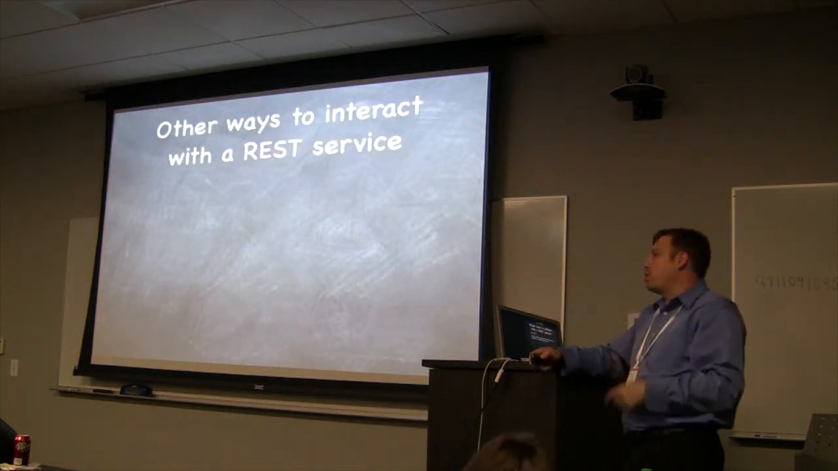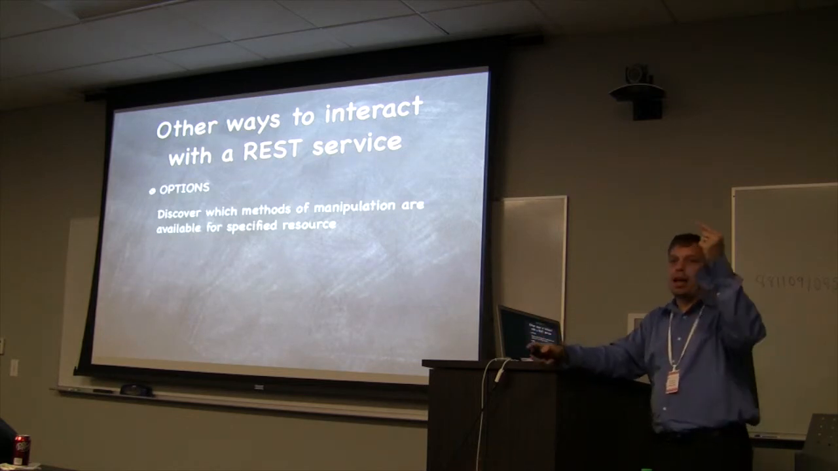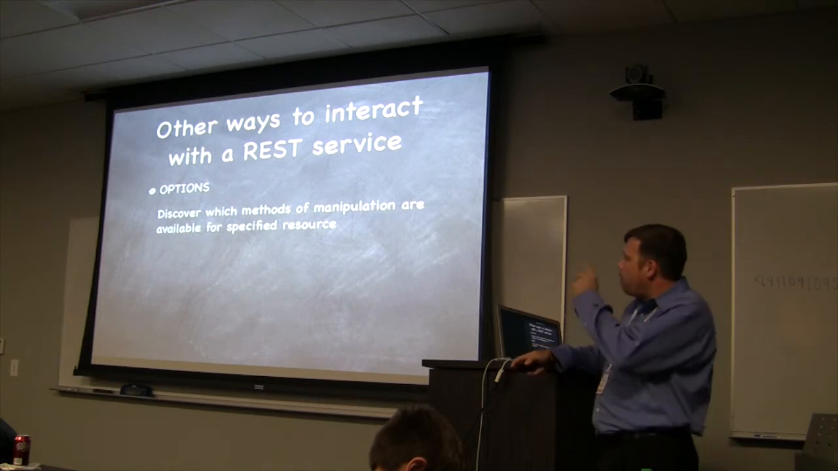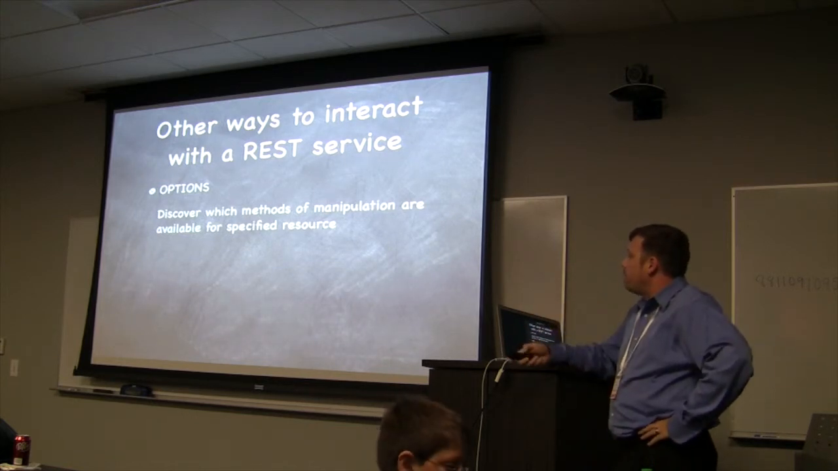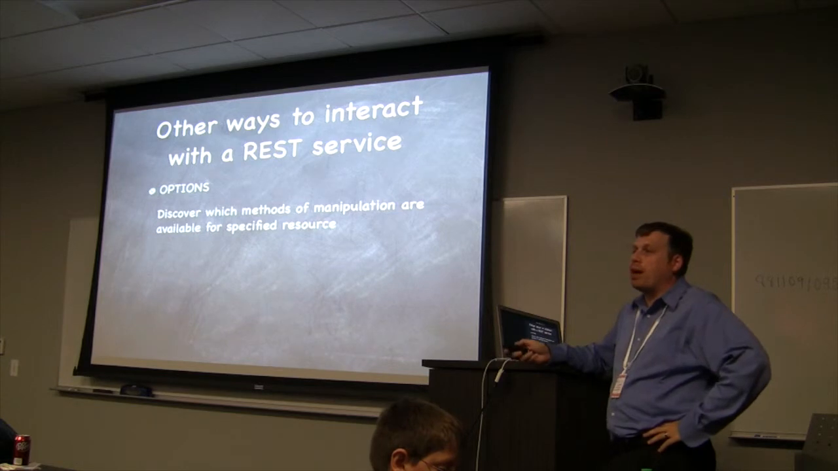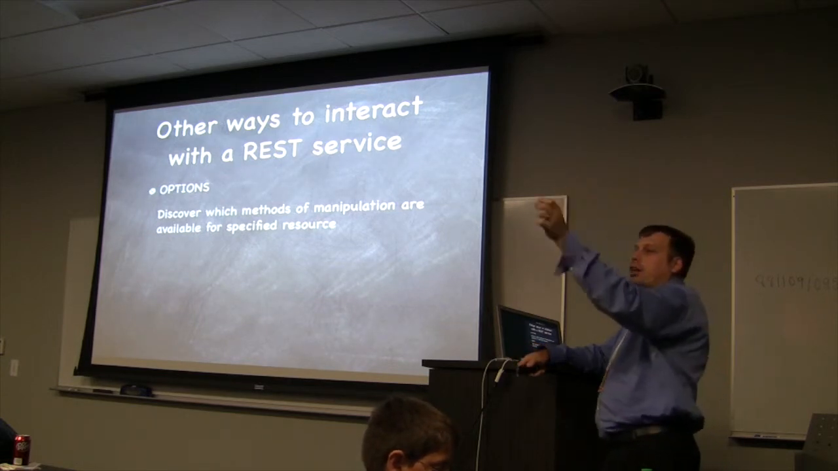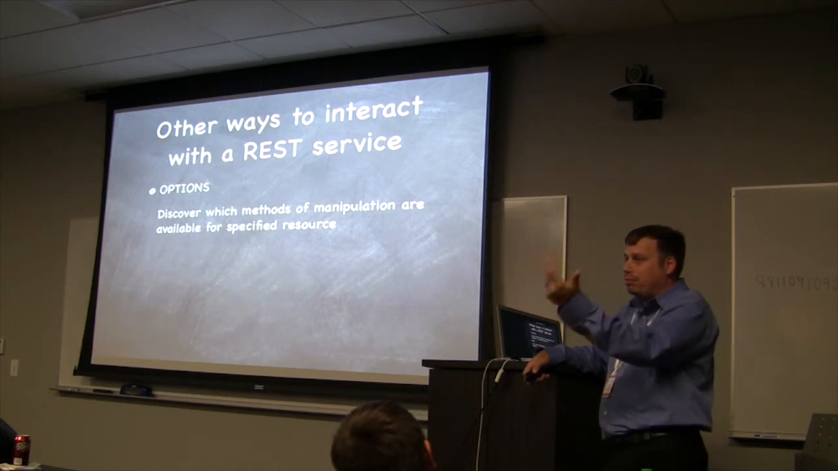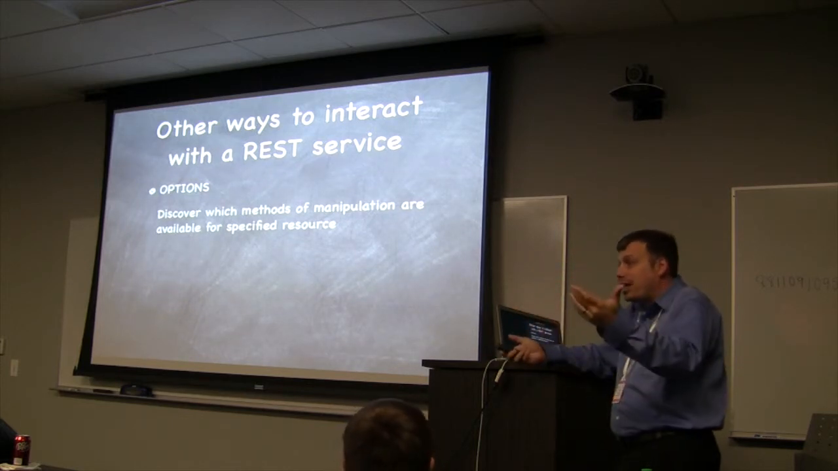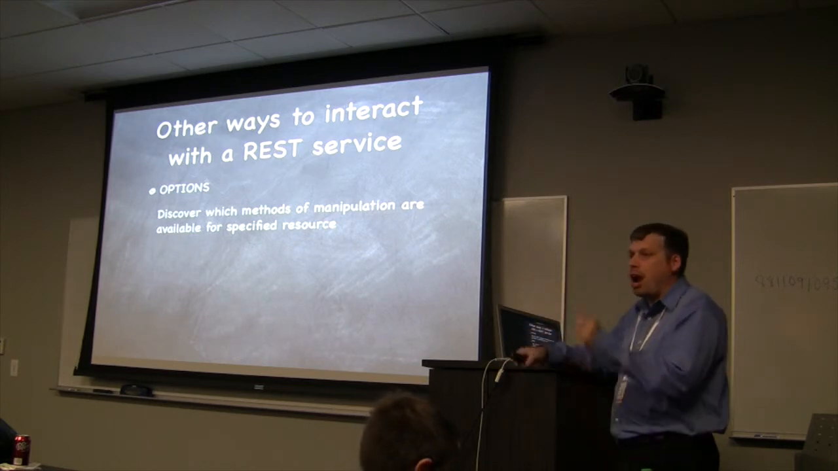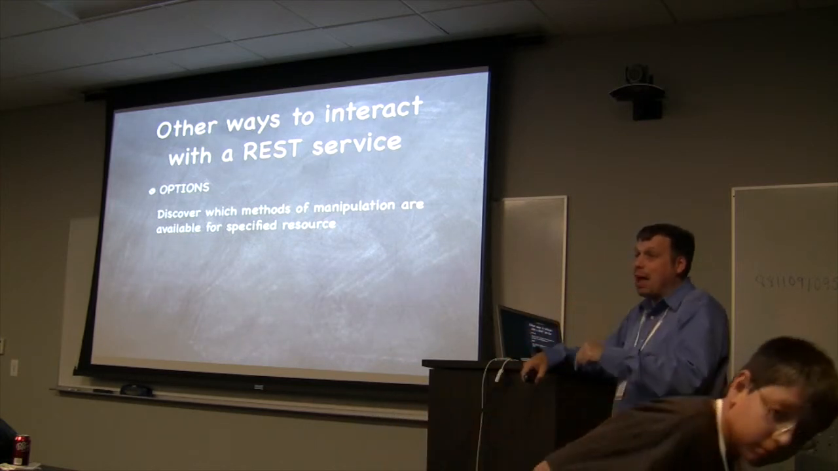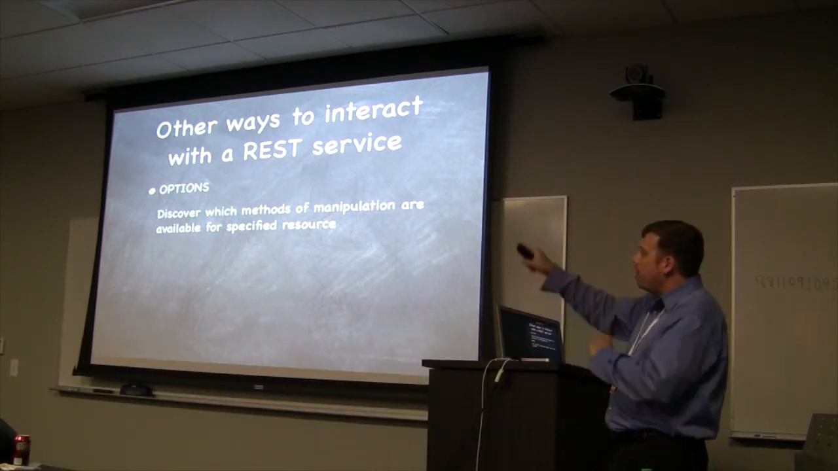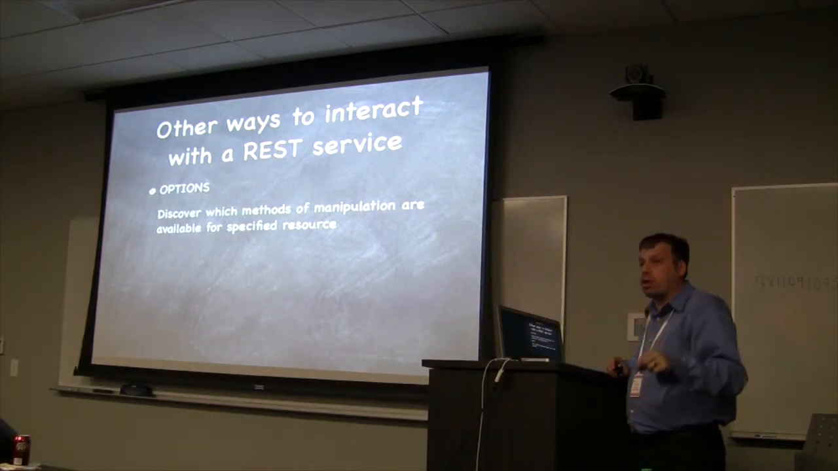So there's some other ways you can interact with the REST service as well. There's an options header, or I say header, but well, yeah, header, that works. Options. So this will discover which methods of manipulation are available for the specified resource. So if I have countries as a collection, what can I do to it? Can I get it? Can I put it, delete it, move it, patch it, trace it? And what can I do? If I send it in options, your API should send back a list of valid actions you can perform on that resource. These options can be different for each resource.